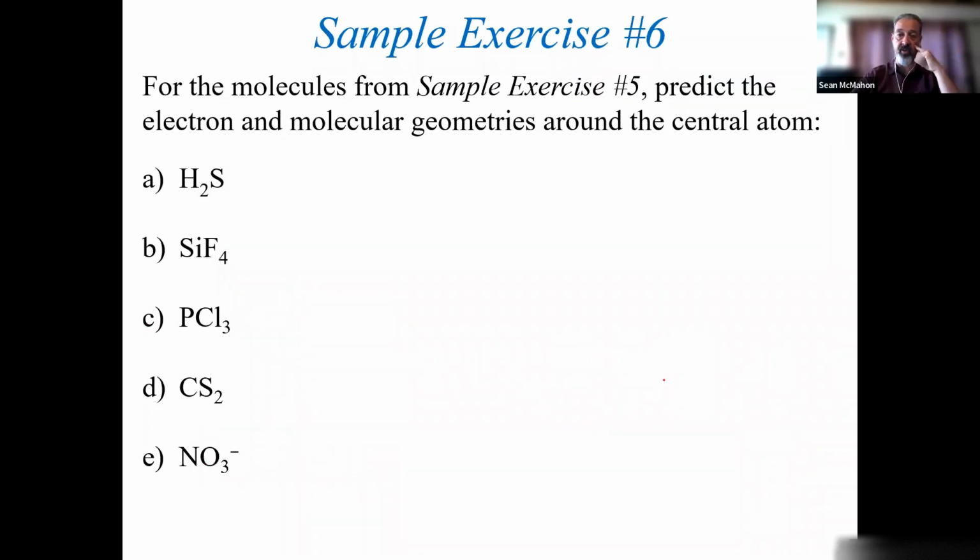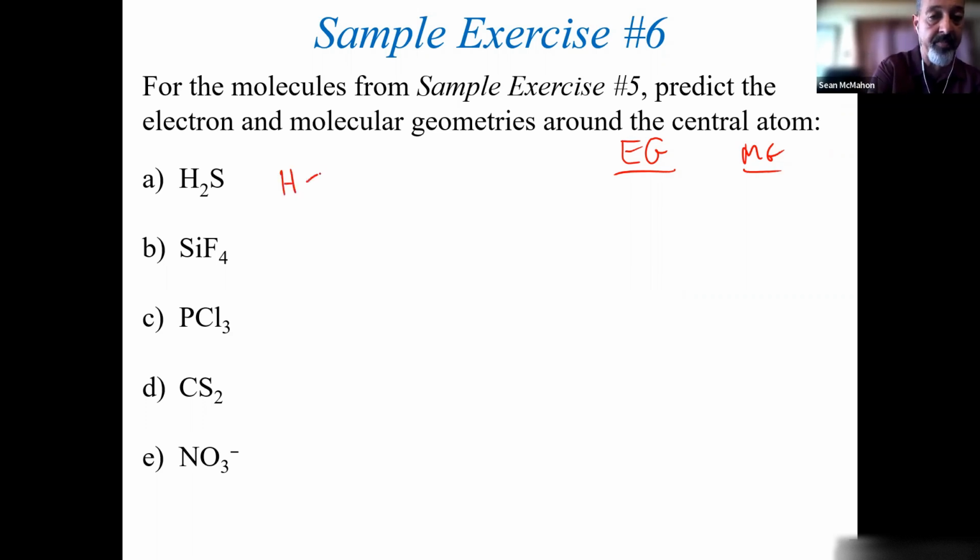So now what we want to do is predict all the exercises from the last lecture, where we drew Lewis dot structures to predict their electron geometry and molecular geometry around the central atom. So my EG and my MG. We've already drawn this, so I'm going to go quickly, because the key here is to identify the electron geometry and molecular geometry. This is what we had last time.